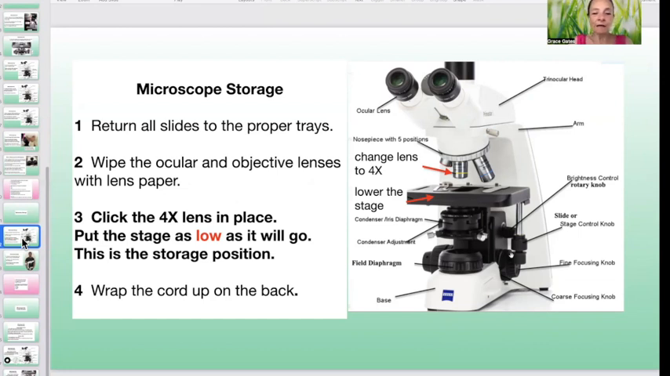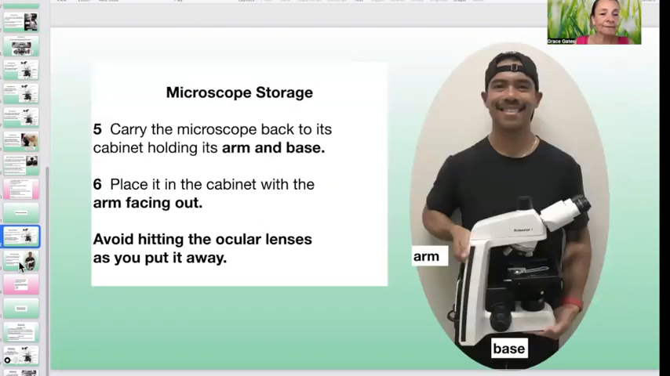Okay, wipe down the ocular and objective lenses with lens paper. Click the 4x lens into place. Put the stage as low as it will go. Low, not high, okay? And this is the storage position. Wrap the cord up on the back. Carry the microscope back to its cabinet, holding the arm and the base, and then place it in the cabinet with the arm facing out. So not the lenses, but the arm facing out. And avoid hitting the ocular lenses as you put it away.